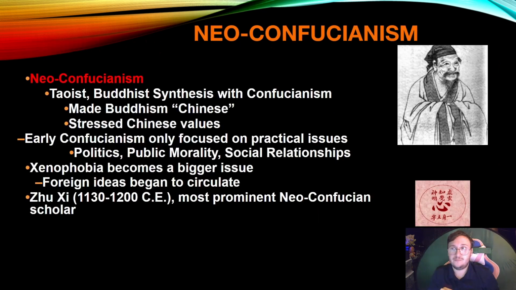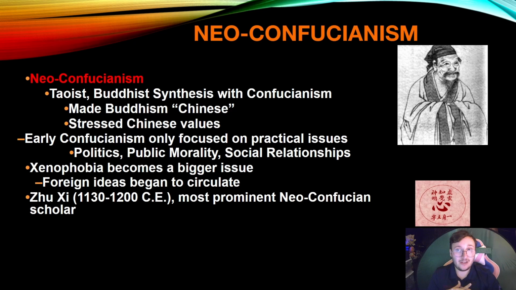Now, this is also going to lead to the birth of what is known as Neo-Confucianism. Neo-Confucianism is a syncretism of a lot of Taoism and Buddhism synthesized with Confucianism, and this is what's going to make Buddhism Chinese. But it's also going to stress not only Buddhist principles but also Chinese values. So that's where the Confucian system comes in. If you recall, early Confucianism focused primarily on practical issues, politics, public morality, and social relationships, while Buddhism focuses more on enlightenment and coming to terms with yourself and the end of suffering. So mixing these two together, you get what is known as Neo-Confucianism.